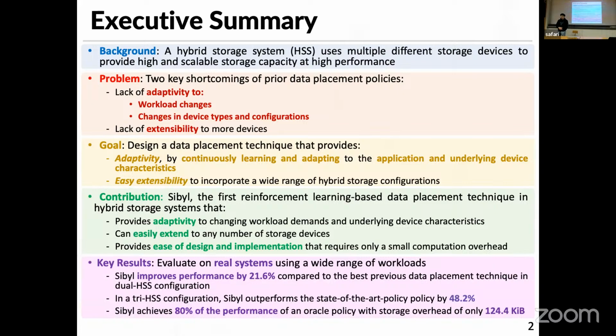The results of Sibyl are pretty good. It has a performance improvement of 21.6% over the best previous data placement policy technique. And in hybrid storage system configurations with 3 devices, it improves compared to the state-of-the-art policy by 48.2%. And also it has 80% of the performance of an Oracle policy that knows all future access patterns, with a pretty low memory or storage overhead.